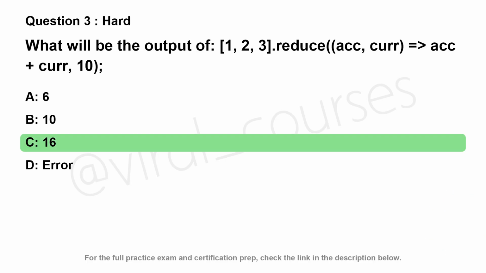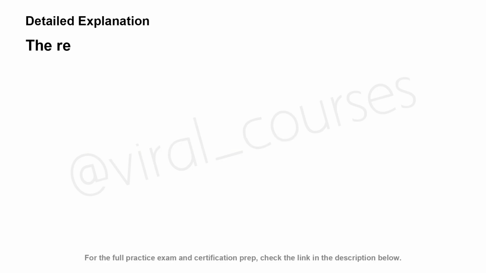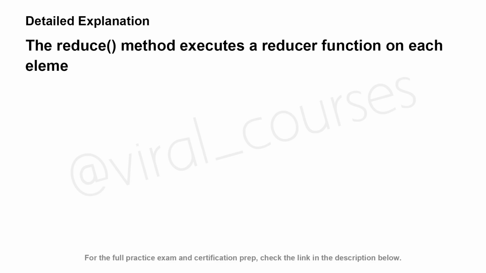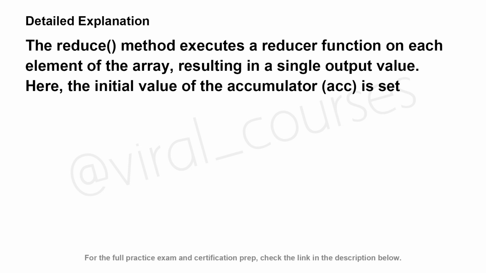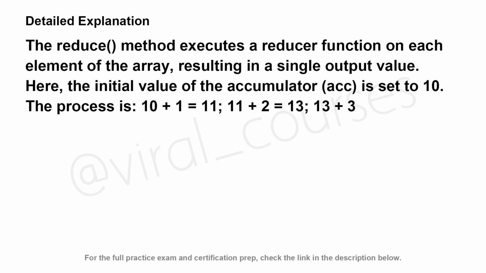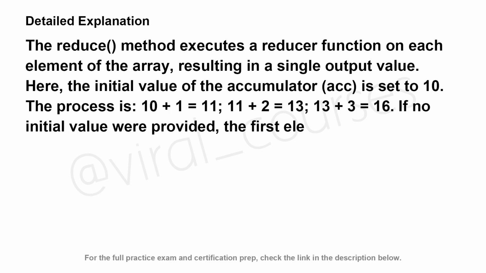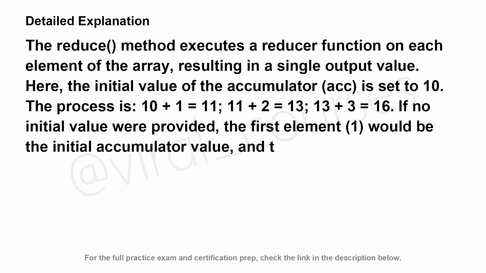The correct answer is C. The reduce method executes a reducer function on each element of the array, resulting in a single output value. Here, the initial value of the accumulator, acc, is set to 10. The process is 10 plus 1 equals 11. 11 plus 2 equals 13. 13 plus 3 equals 16. If no initial value were provided, the first element, 1, would be the initial accumulator value, and the result would be 6.